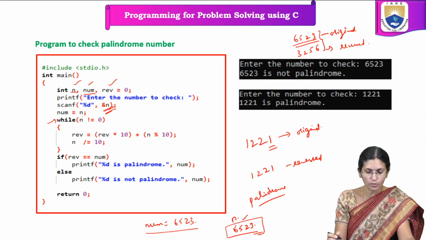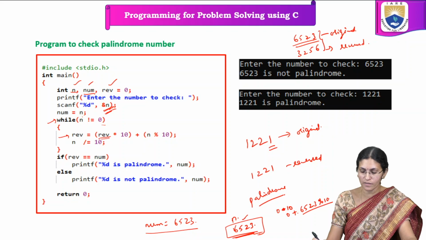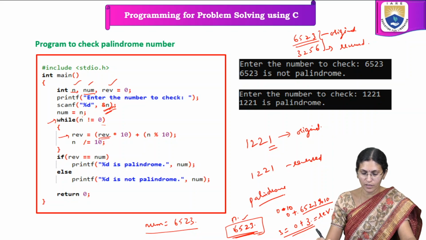Now it will go to the while loop. While n is not equal to 0: n is 6523, it is not equal to 0, so this condition becomes true. When this becomes true, this line will be executed. In the first iteration, rev is equal to 0, so 0 into 10 is 0. 0 plus n mod 10, 6523 mod 10, the output of this is 3. So 0 plus 3 is equal to 3. Now reverse is equal to 3, so in the first iteration, rev is equal to 3.